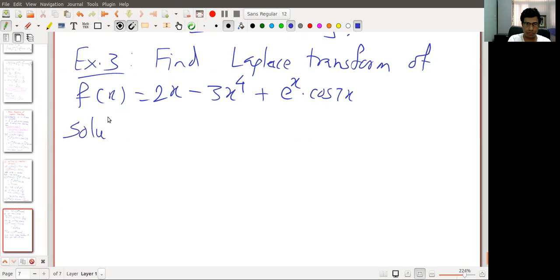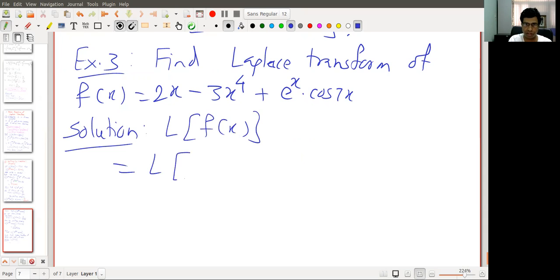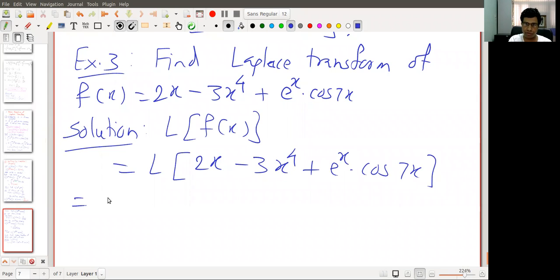Solution. Laplace transform of f of x is Laplace transform of 2x minus 3x raised to 4 plus e raised to x into cos 7x. Now first we use linearity of Laplace transform. We have seen L of alpha f plus beta g is alpha into L of f of x plus beta into L of g of x. Okay, here constants are 2 and minus 3.